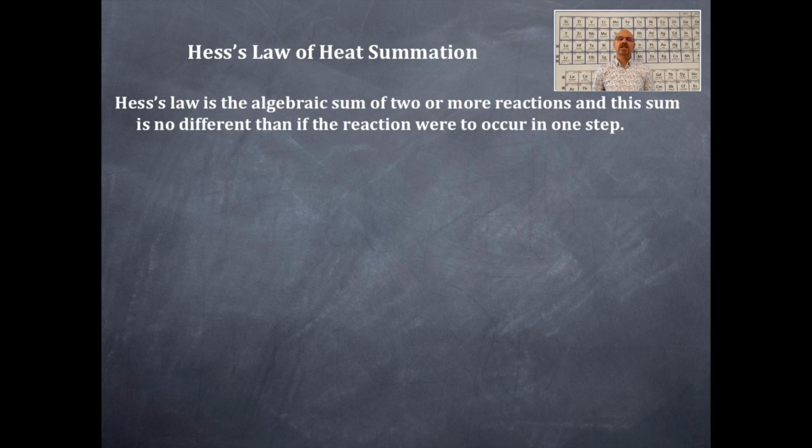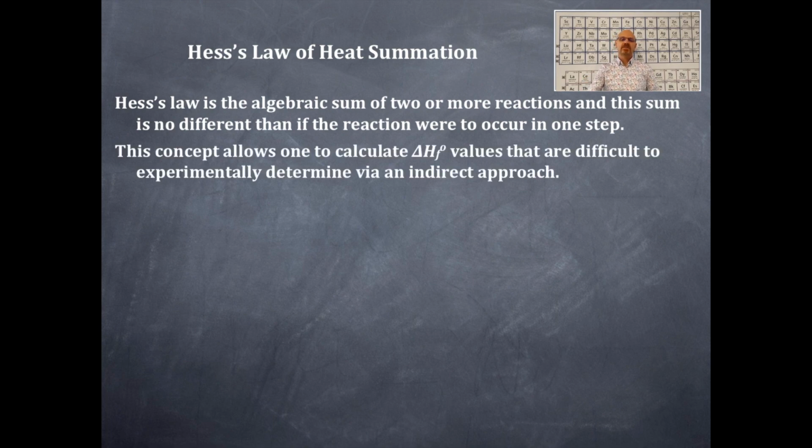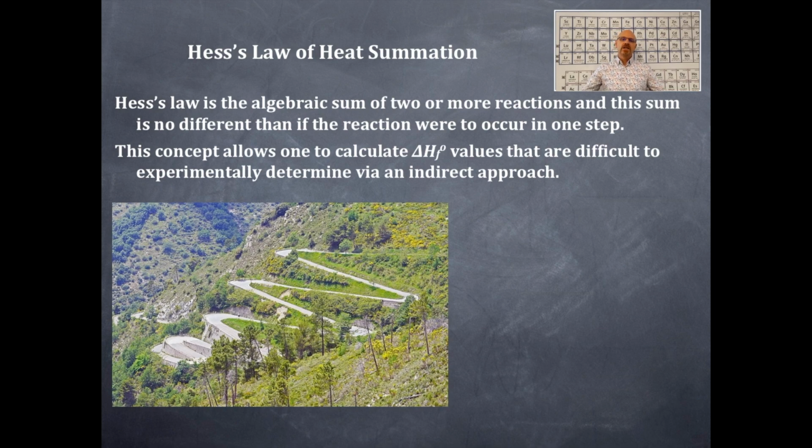So Hess's law is the algebraic sum of two or more reactions, and this sum is no different than if the reaction were to occur in one giant step. Okay? This concept allows one to calculate delta H naught of formation values that are difficult to experimentally determine via this indirect approach.